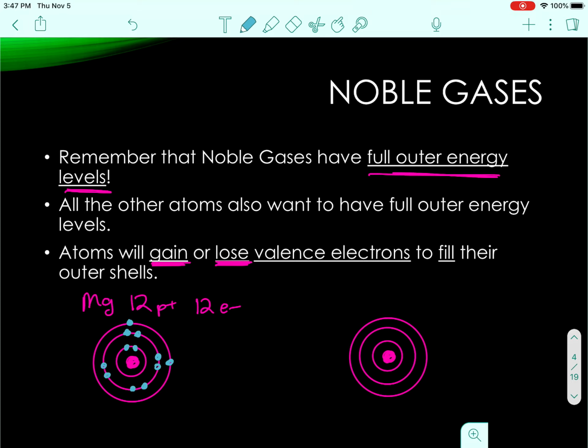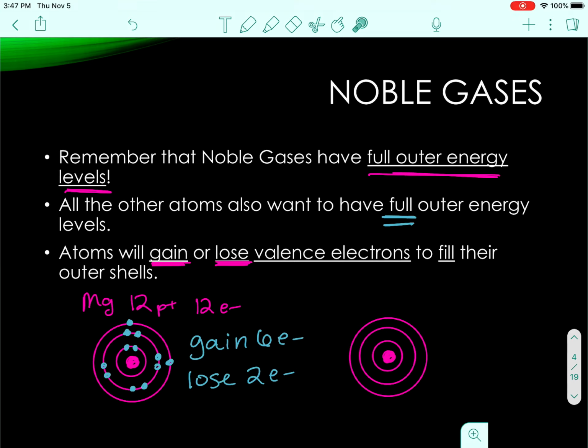Now, it wants to have a full outer shell. What is going to be easier? Okay, so we have 2 options. We can either gain 6 more electrons to fill the current shell, or another option is if we lose these 2 electrons, that shell goes away, and then the next shell on the inside is full. So our other option is we can lose 2 electrons.